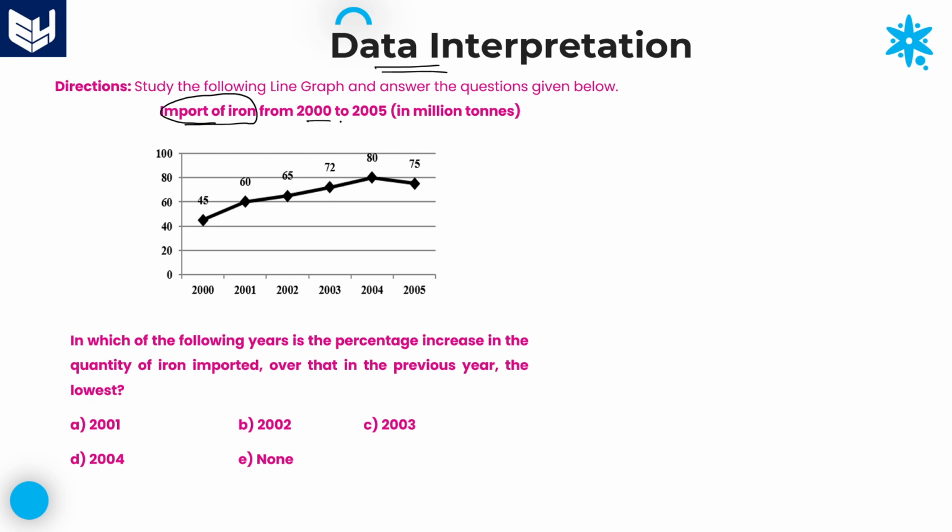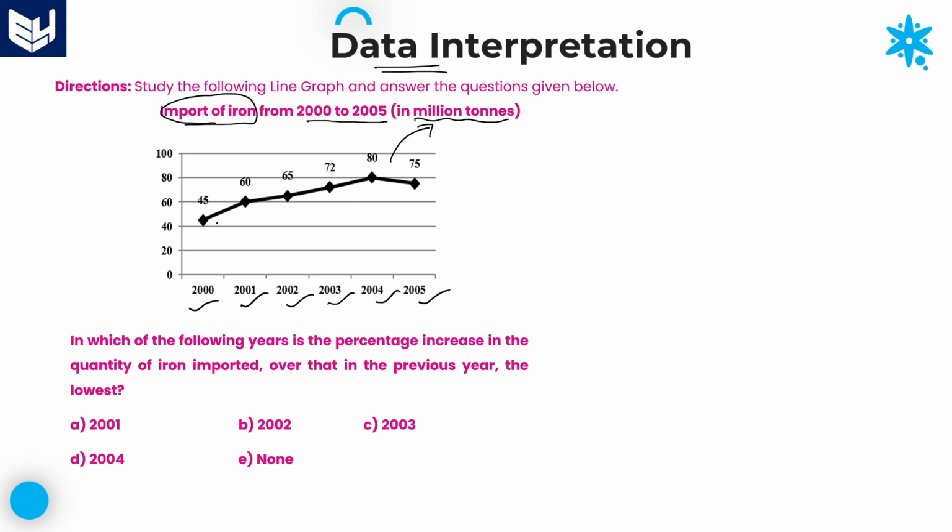iron from 2000 to 2005. Here from 2000, 2001, 2002, 2003, 2004 and 2005, in these 6 years, import of iron is given, and all the values provided in the line graph are in terms of million tons. You have to be very cautious about these particular values.